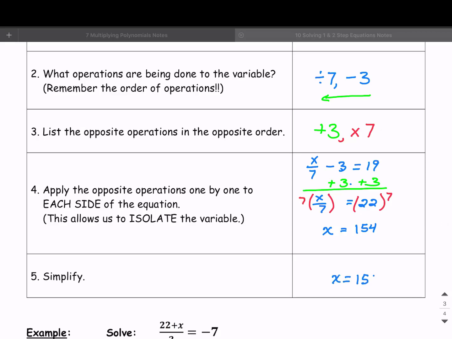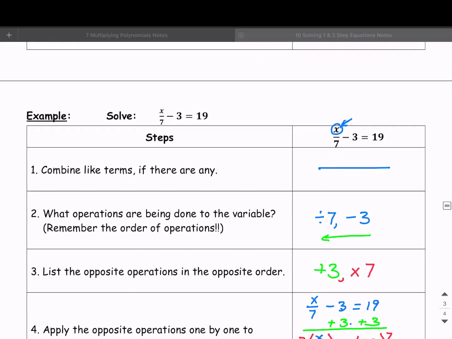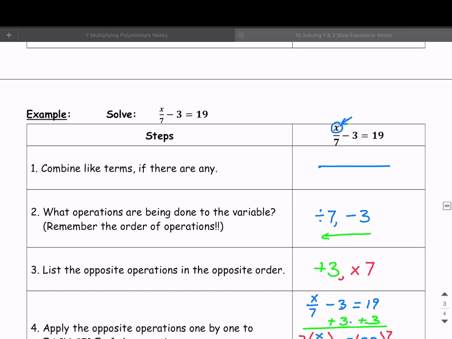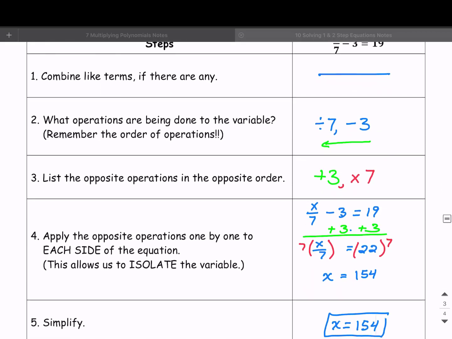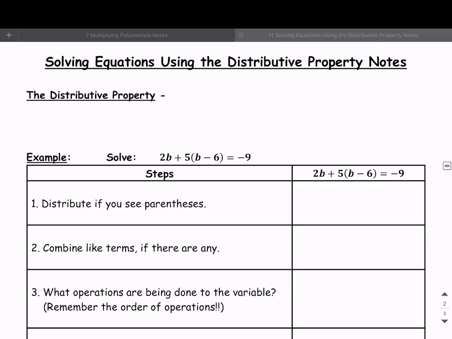x is 154. And you can always go back to the original problem and plug it in. What's 154 divided by 7 and then subtract 3? You should get 19. So let's solve equations using the distributive property notes.